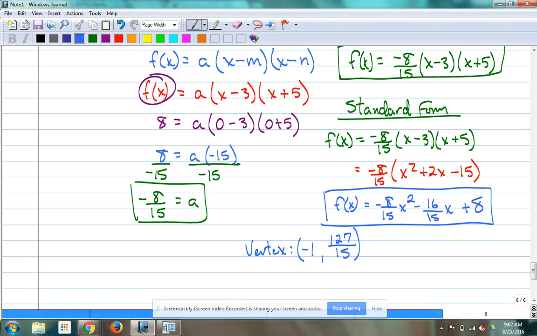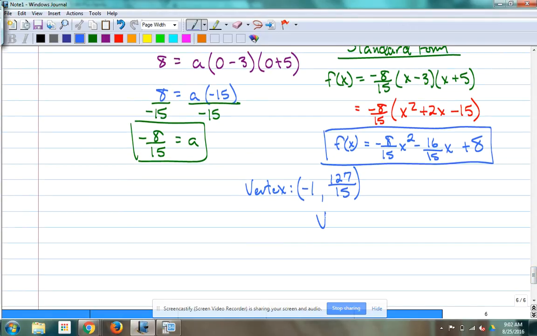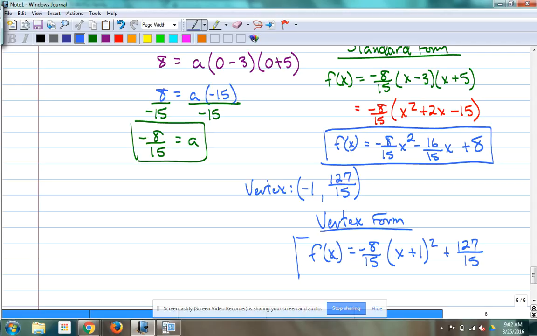All right, and then once we've got the vertex, vertex form is easy. F of x. A is still negative 8 over 15. X plus 1 squared plus 127 over 15. Because that A is still the same. You put the plus 1 because it was a negative. The vertex was negative. Very good, absolutely. Because it's usually an x minus h here. So since it was a negative 1, I made it a plus 1. That's exactly right. Okay. All right.